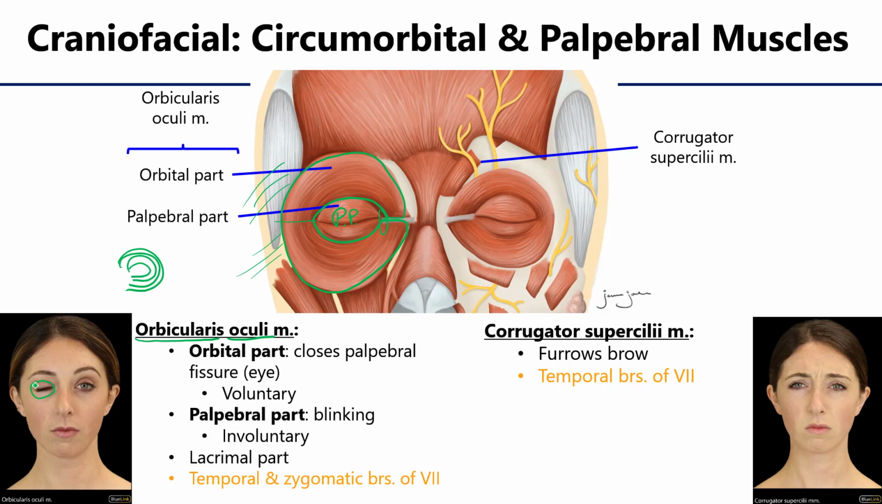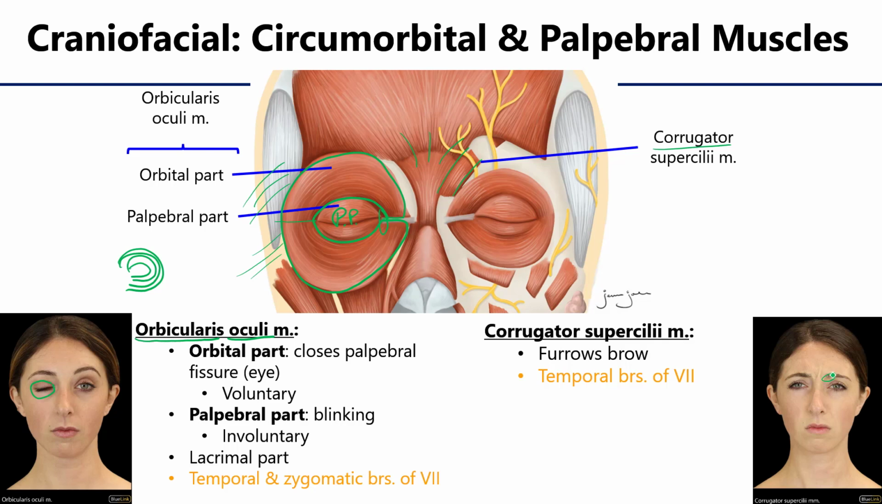Our next muscle is going to be deep to the orbital part of orbicularis oculi, and this is a muscle known as corrugator supercilii. Corrugator is something that produces ridges, and supercilii references the skin here above the brow. And so when this muscle is activated, you have an oblique furrowing of the brow.